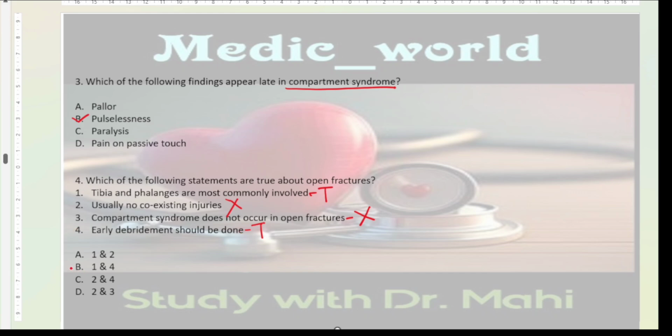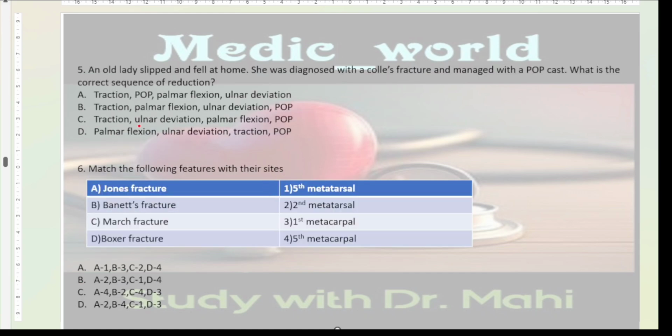That is B. Next question is, an old lady slipped and fell at home. She was diagnosed with Colles' fracture and managed with a POP cast. What is the correct sequence of reduction? We all know in Colles' fracture, the correct sequence of reduction is PROPAGANDA. It is the mnemonic. PRO means pronation, PA is palmar flexion, and UN is ulnar deviation.